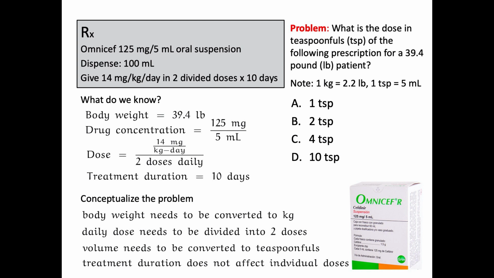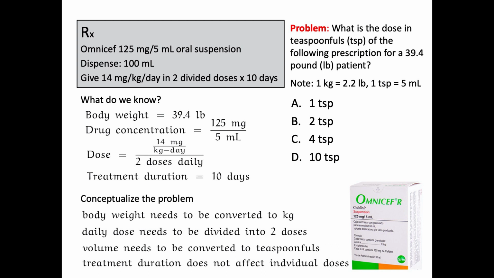Let's break this question down by first writing out what we know, because between the prescription and the additional information, there's a lot of information we know. Once we see what we have to work with, we can decide how to approach this problem. The first thing we know is that the patient's body weight was given to us as 39.4 pounds. We also have a drug concentration. We know that the suspension provides 125 milligrams per 5 milliliters. We can also see that the treatment duration was 10 days.